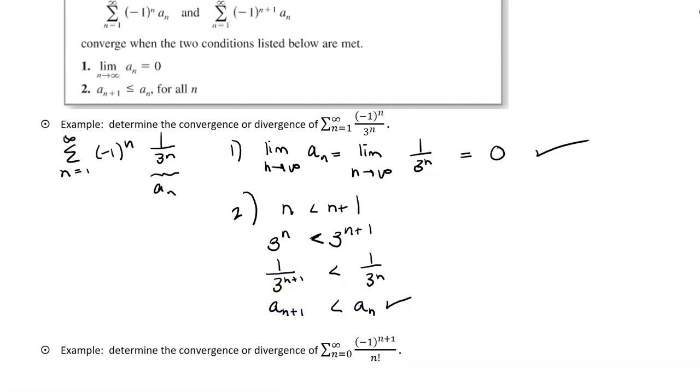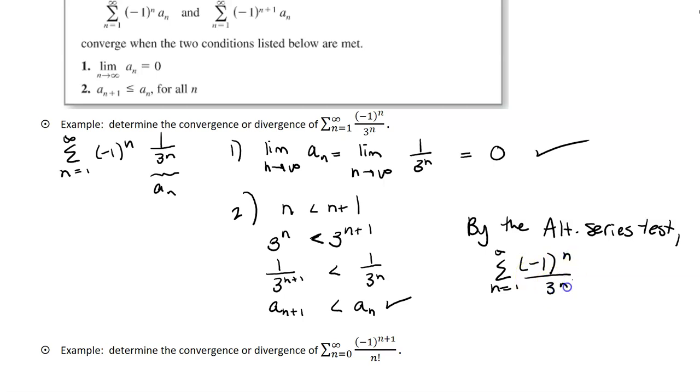And of course, this is my a sub n plus 1, and this is my a sub n, which is what I want. So by the alternating series test, we can say that the sum from 1 to infinity of negative 1 to the n over 3 to the n converges.